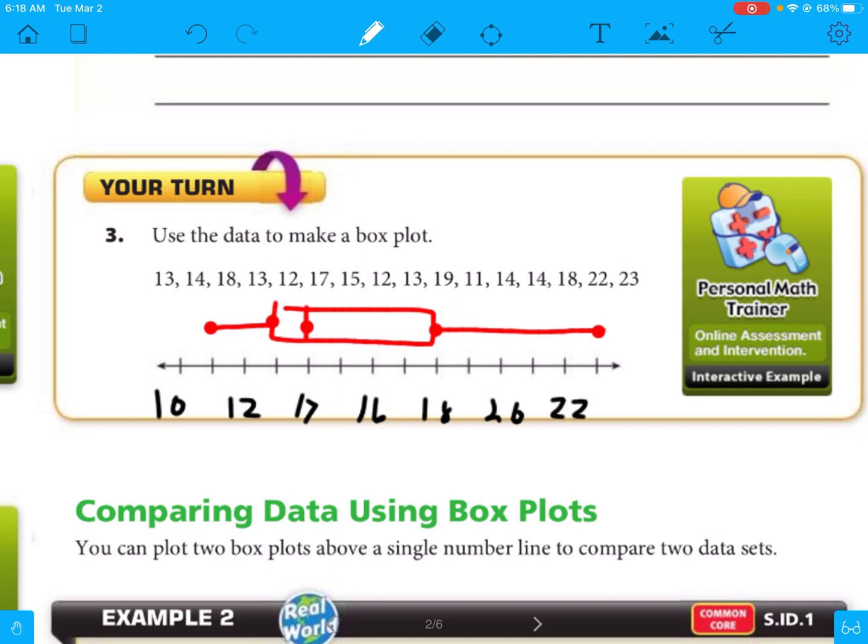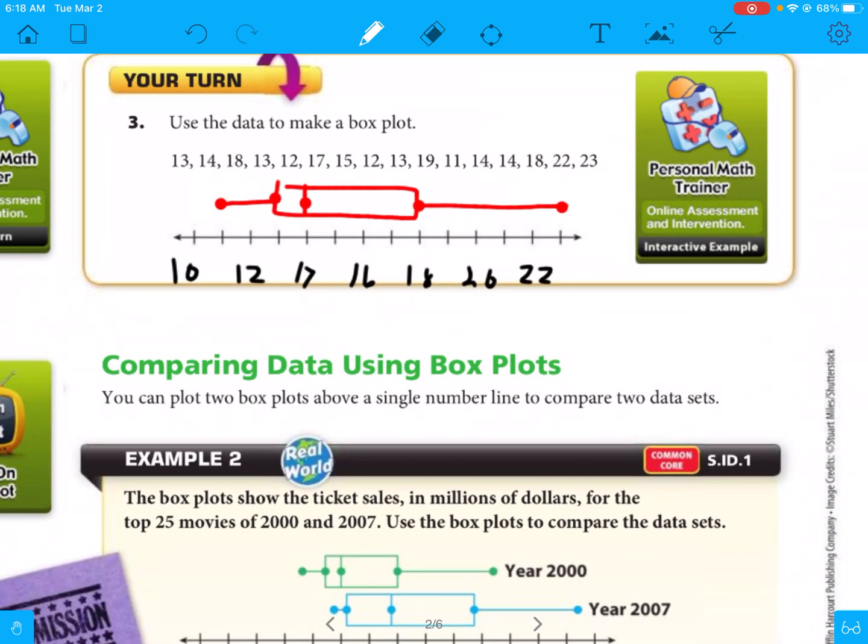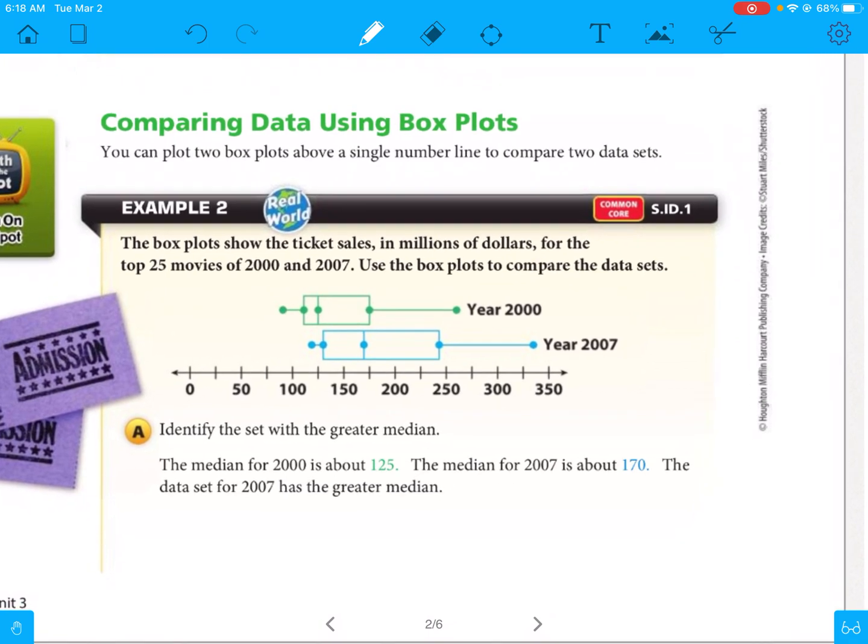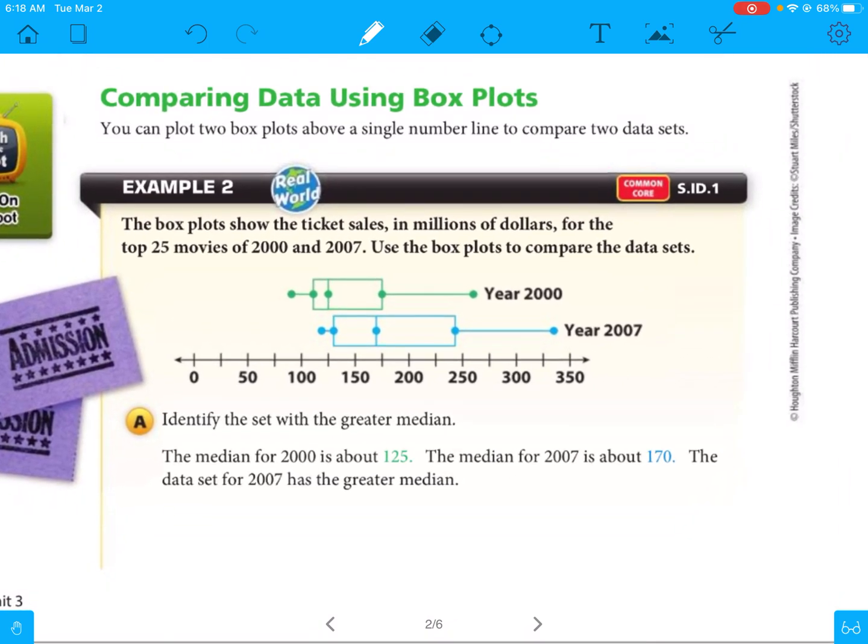This is a good way to see, hey, look, the median is closer to the lowest than it is to the highest. You can compare data using box plots too. Here, this says the box plot shows the ticket sales in millions of dollars for the top 25 movies in 2000 and 2007. You could ask which one has the greater median. We're only going to look at that. You can tell year 2007 does. So it's pretty easy to compare.